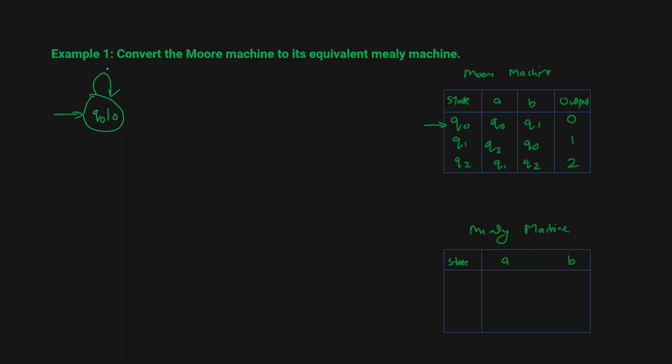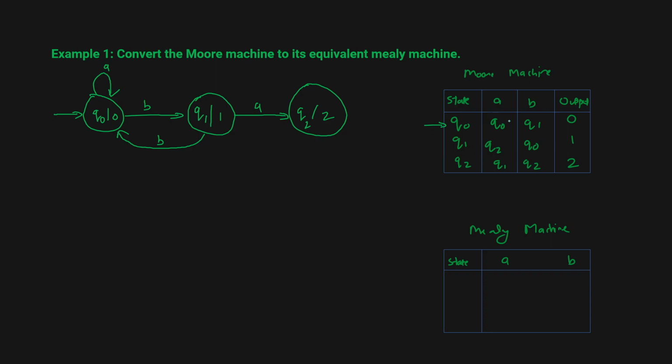So let's write it down. If you get input A, you go to Q0. If you get input B, you go to Q1. Now the output associated with Q1 is 1. Now in Q1, if you get input A, you go to Q2, and the output associated with Q2 is 2. Now, if you get input B in Q1, you go to Q0.